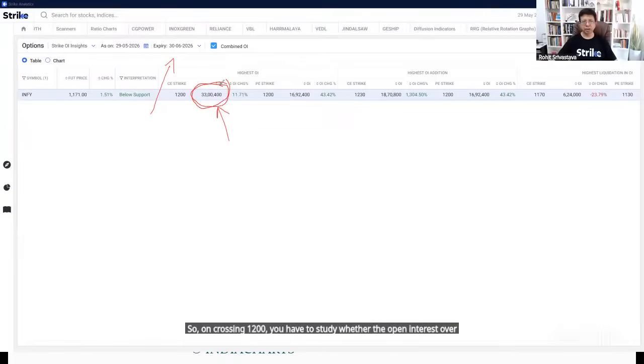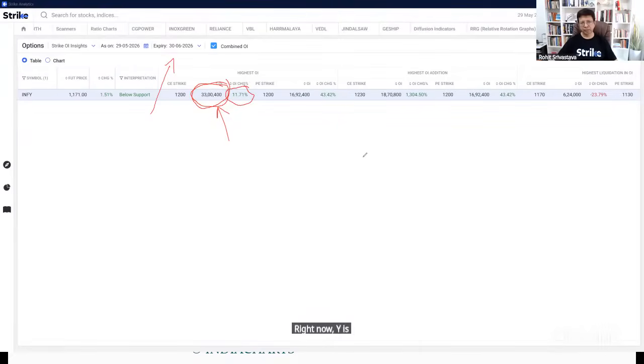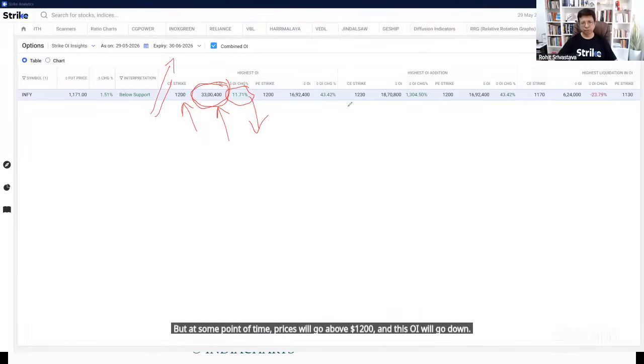interest over here is going up or down. See, यहाँ पे हमने OI change दिया है. Right now, OI is still going up. That means we still expect 1200 to be a strong resistance. But at some point of time, prices will go above 1200 and this OI will go down.